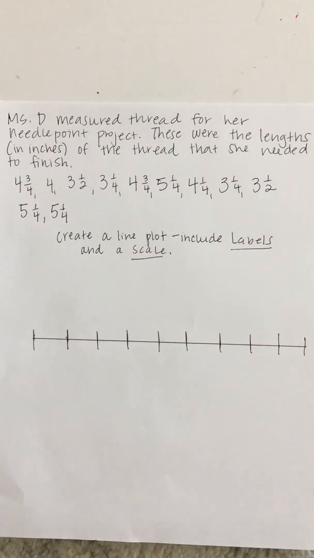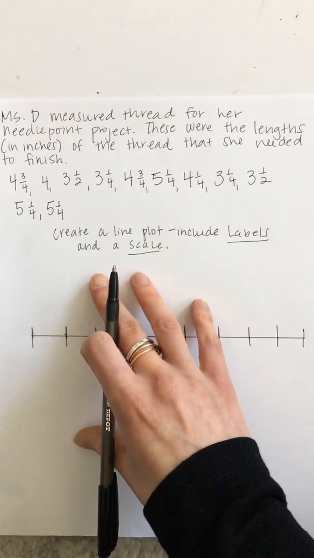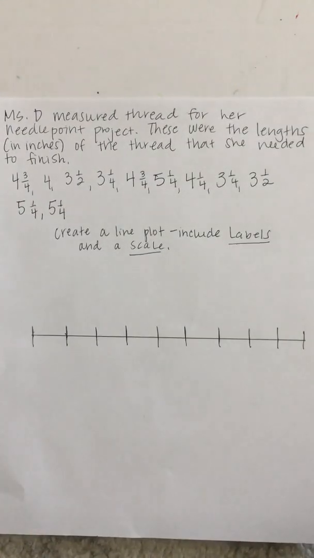So it's going to give you a little scenario, it's going to give you some lengths, and you need to create your own line plot based off of the data that it gives you. So I'm going to go through this right now with you. I'm going to read my little situation to you. So it says, Miss D measured thread for her needlepoint project. These were the lengths in inches of the thread that she needed to finish.